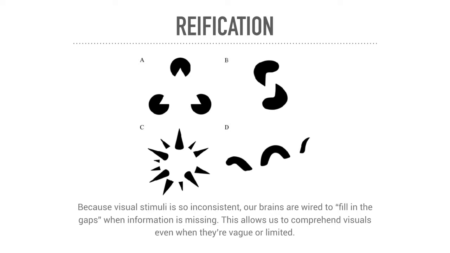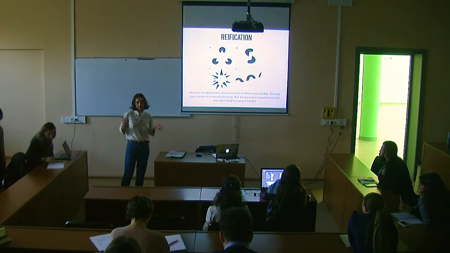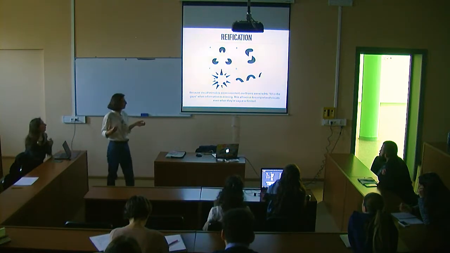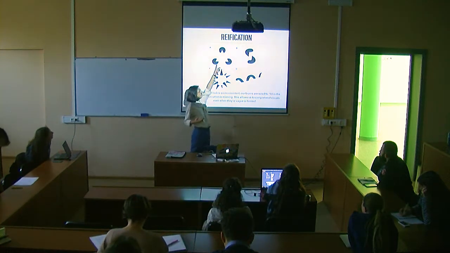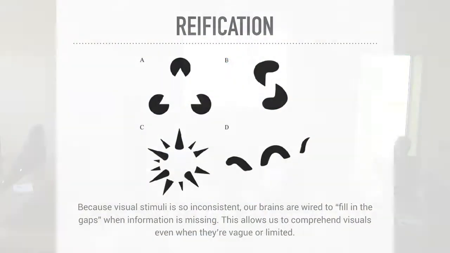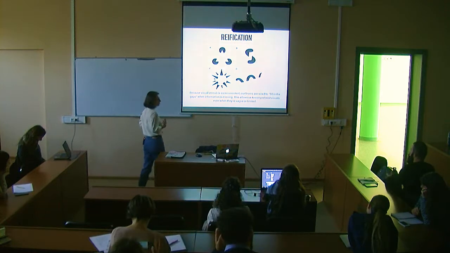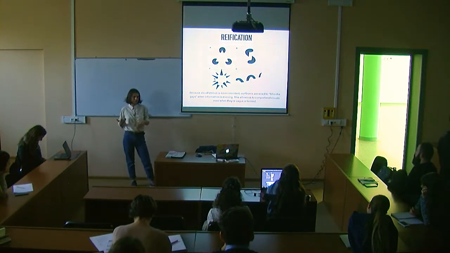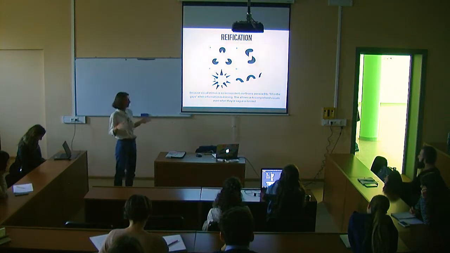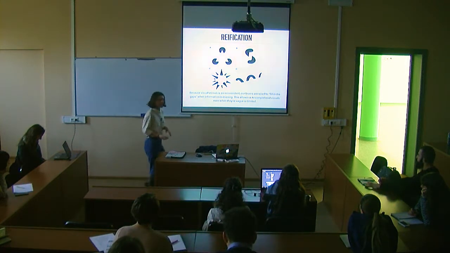Because visual stimuli are so inconsistent, our eye tries to fill in the gaps. Even if an image is not finished and misses something, we can identify objects. For example, we can see here a triangle which is not actually drawn, but we see it because we tend to fill in those missing parts of visuals. And even in text, maybe you saw some fun tests where something is not written, but you read it anyway.